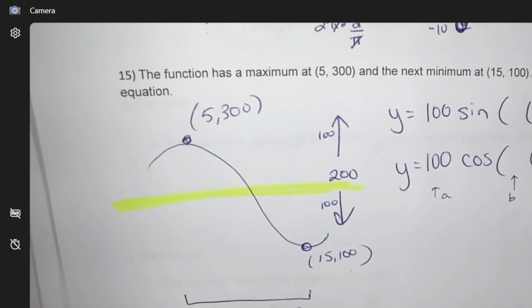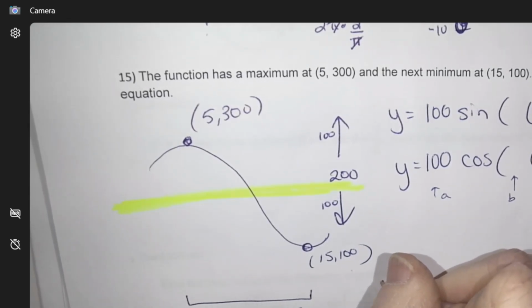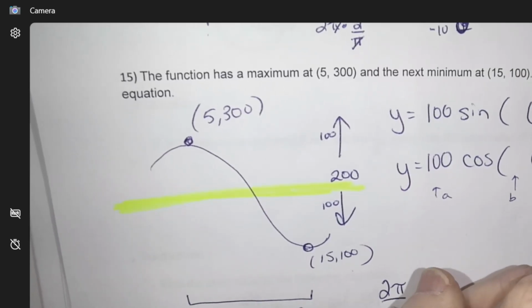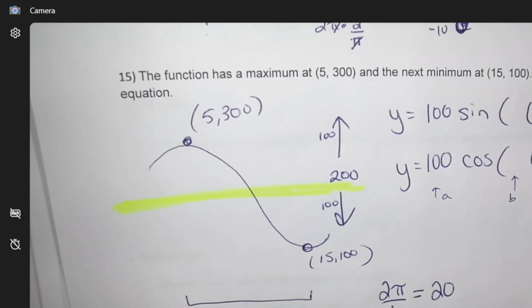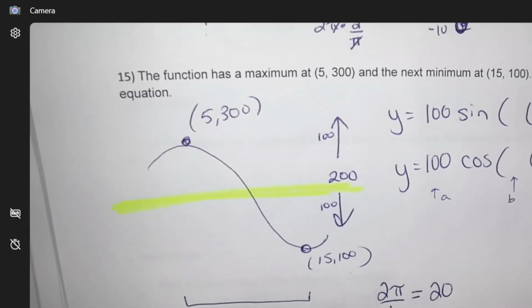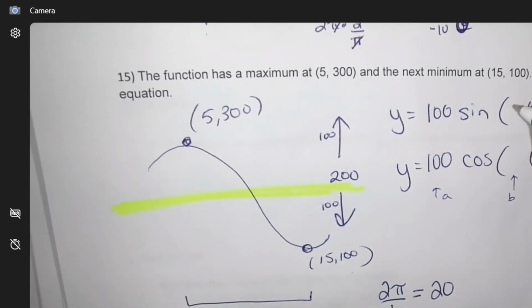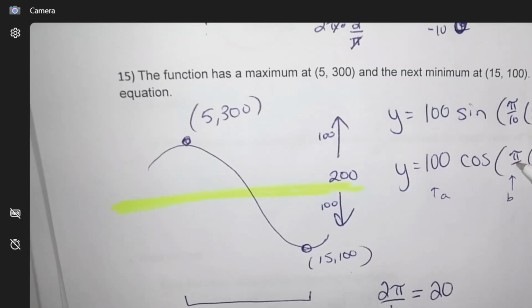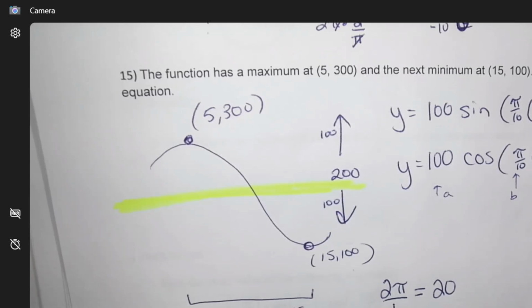So now, how do I figure out my B value? I'm going to do this little formula, which is, what's the normal cycle? 2 pi over some kind of B would equal the period. So you switch those around. So 2 pi over 20. If you do the crisscross, okay, I'm going to do a pi over 10. Because that's just reduction. You can just leave it as well, that's fine. That would have been a full point.